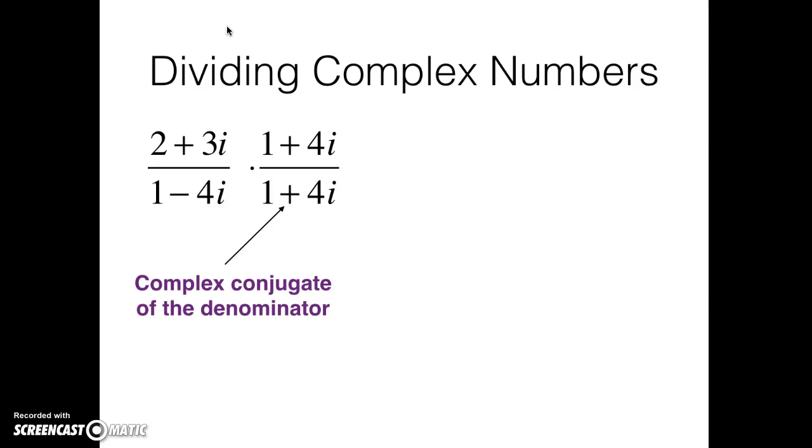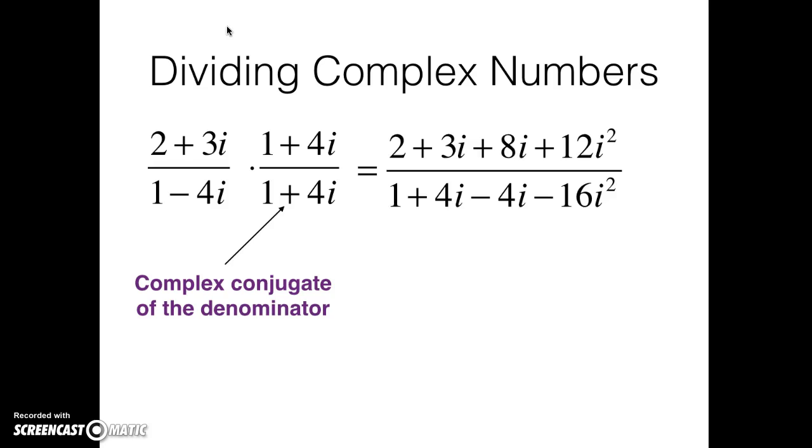Be very careful when you distribute. You need to distribute on the top and the bottom. Be careful when you're foiling out. We end up with 2 plus 3i plus 8i plus 12i squared in the numerator. And in the denominator, we have 1 plus 4i minus 4i minus 16i squared.